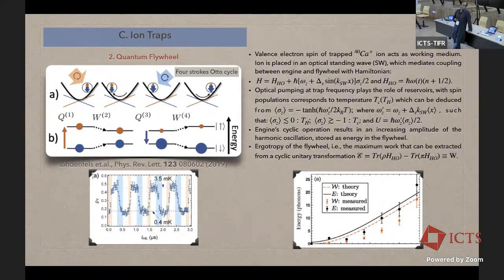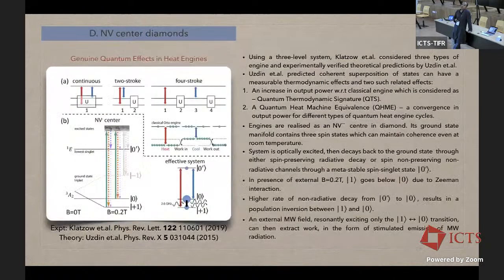And this is the last experiment. This is the last slide, and then I will conclude. This is the last experiment I would like to mention. It is quite interesting because this is what they call genuine quantum effects. This is from Oxford. Again, this is a theoretical proposal which has been verified.